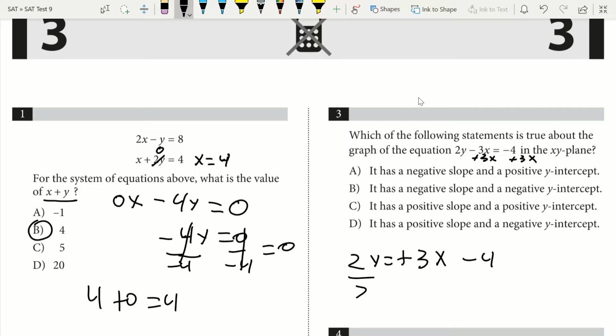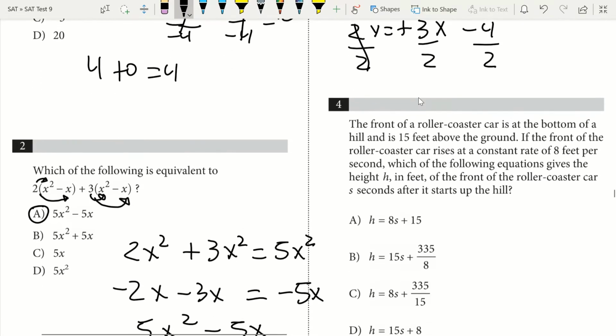So I'm going to go ahead and divide each side by 2 to isolate y. So now I see that I have y is equal to positive 3 over 2 x. So that means I have a positive slope, so I can get rid of A and B because they say a negative slope. And then I have minus 4 over 2. Well, 4 over 2 is just 2, so I have minus 2, and that's a negative y-intercept. So my answer is going to be D.